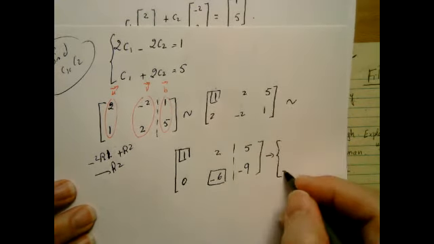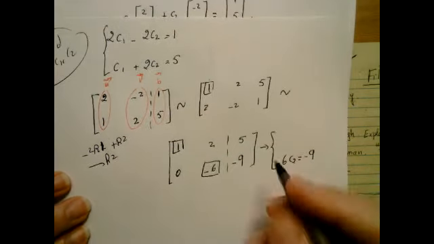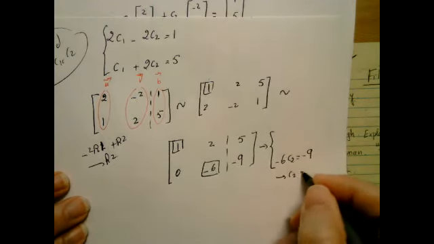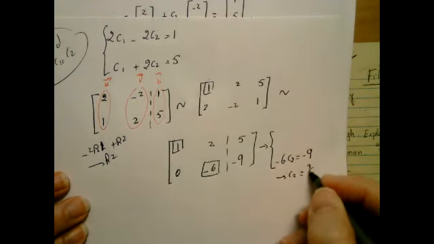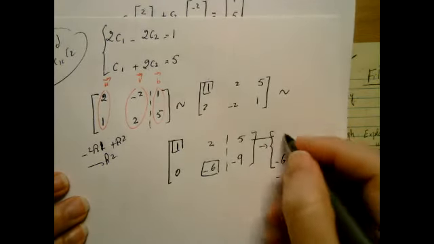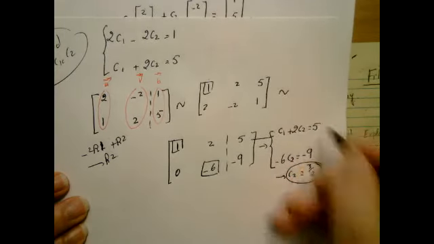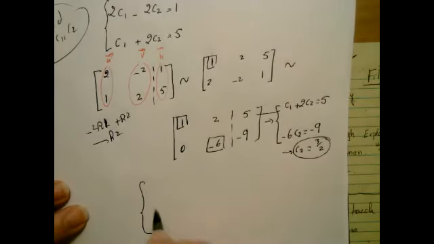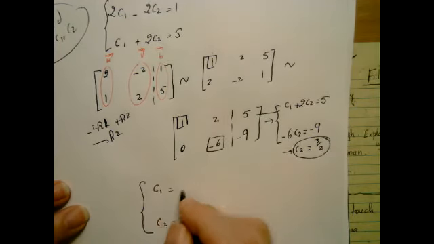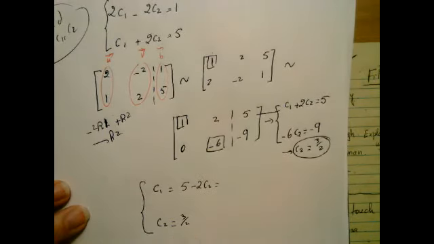The second row reads minus 6 C2 equals minus 9. So this would give me C2, if I divide by 6, equals 3/2. And now the first row reads C1 plus 2C2 equals 5. So C2 is 3/2, and the first one gives me C1 is 5 minus 2C2. That's 5 minus 3, which gives me 2.